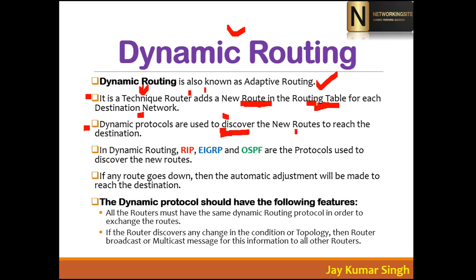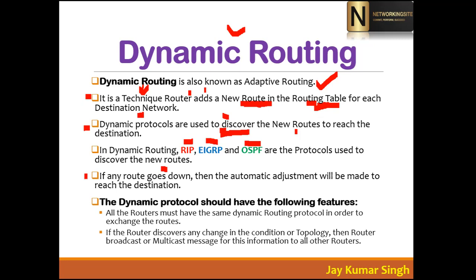So in dynamic routing, we have some specific protocols like RIP, Routing Information Protocol, EIGRP, Enhanced Interior Gateway Routing Protocol, and OSPF, Open Shortest Path First. Okay, so OSPF and these routing protocols are used with the ISP network. But RIP is used for small, EIGRP for medium, and OSPF for large organizations.